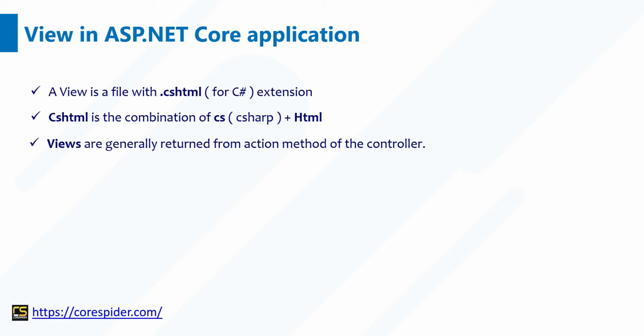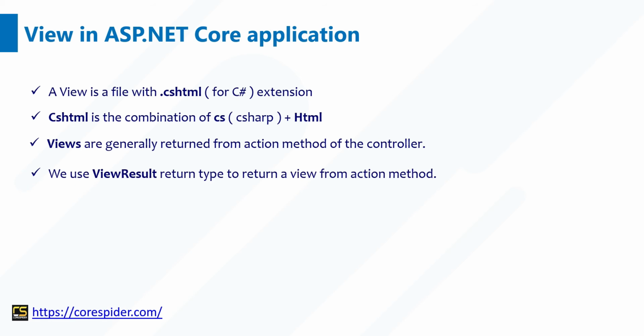Views are generally returned from the action method of the controller. That means whenever a user makes a request, the controller sends the request to the action method, and the action method returns the data from the model and renders it to the view. We use ViewResult as the return type to return a view from an action method. There are several return types used in the controller, but to return a view we use ViewResult. In our upcoming videos, we will go through the details of how to return a view from an action method in multiple ways.